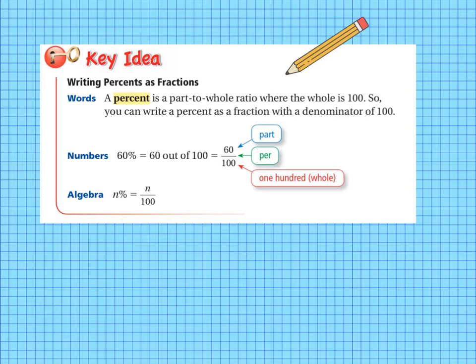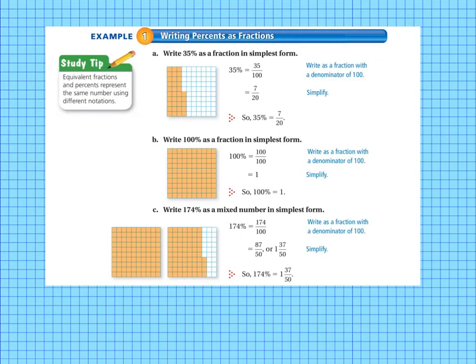The part is on the top, the numerator. The line you can think of as the word per, and the 100 is on the bottom, so that's the denominator. So it's 60 per 100. In algebra, so that any number could be the percent, you have n% equals n over 100. Let's look at example 1.